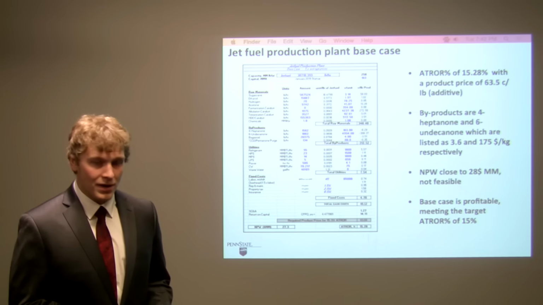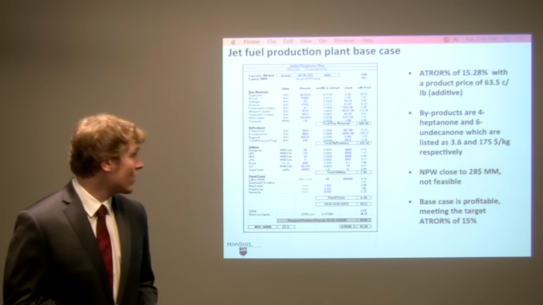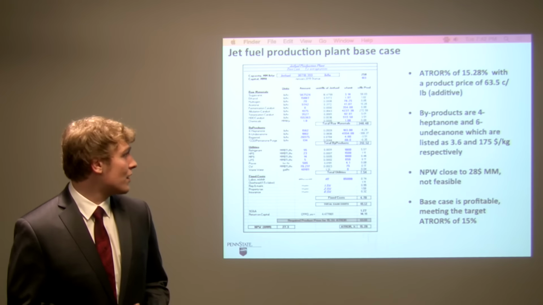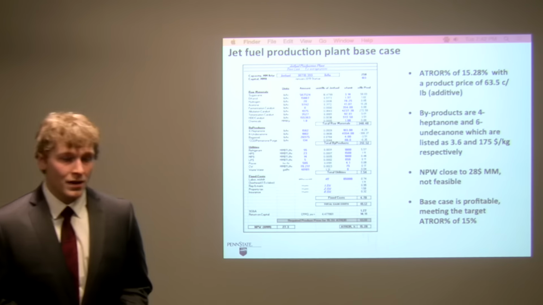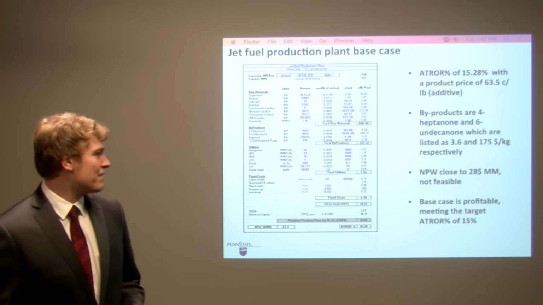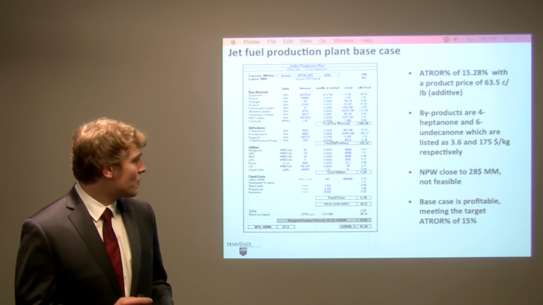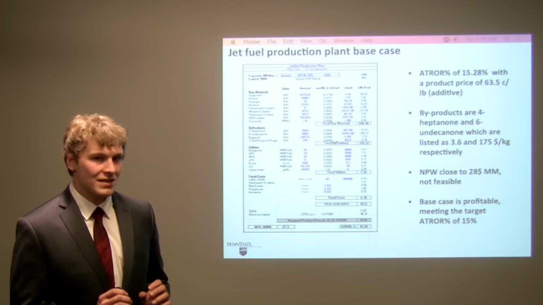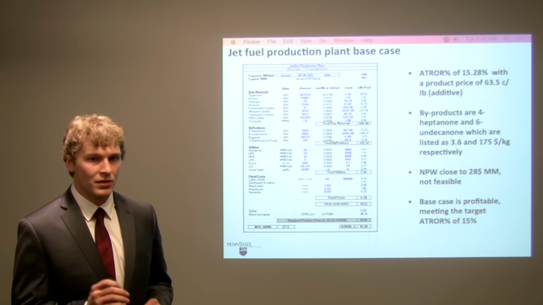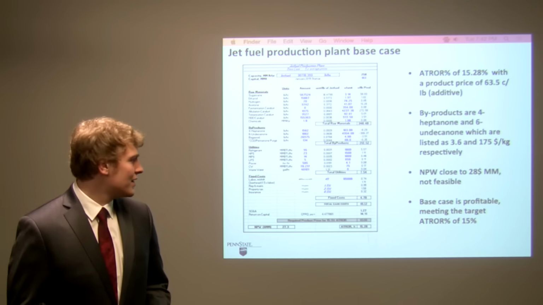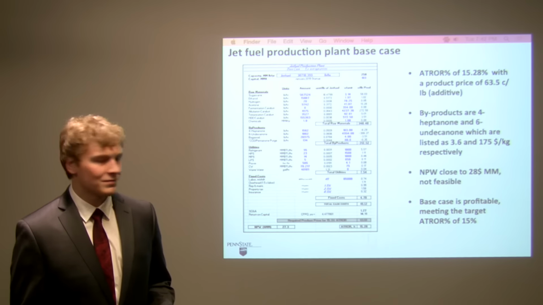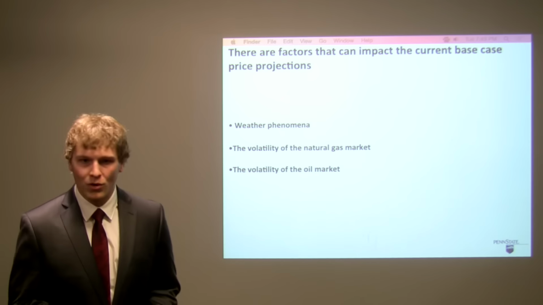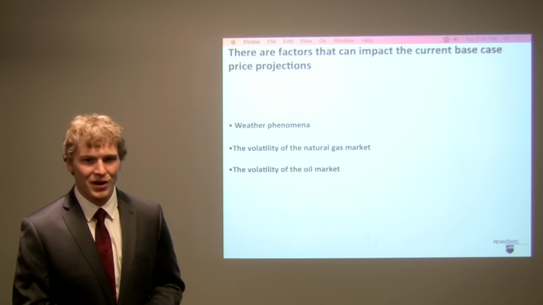We're going to get 2 byproducts from our process, and they're 4-heptanone and 6-undecanone, which are listed at $3.6 and $175 per kilogram respectively. Now our plant gives us an MPW of close to 28 million. This is not feasible because we had a goal to make it 0. And we can make it 0, but we'd have to lower our ATROR below 15%. It's around 12, and that just won't make it feasible as well. So we're not meeting the hard specs on those. Now, Rita will talk about more economic impacts for our price point of our jet fuel.